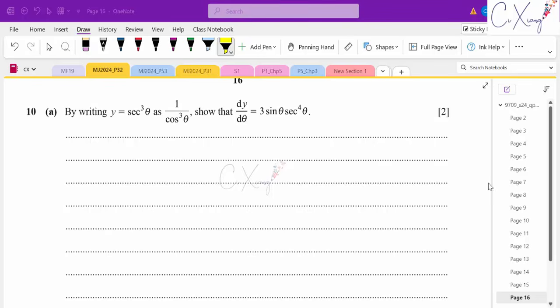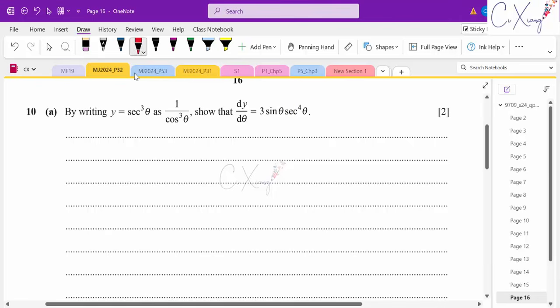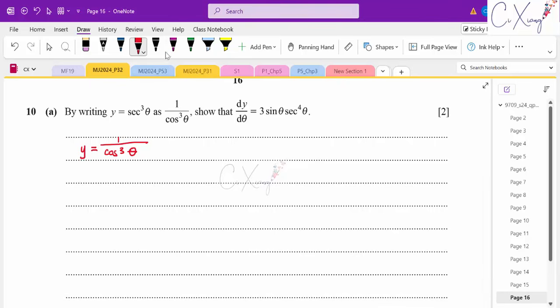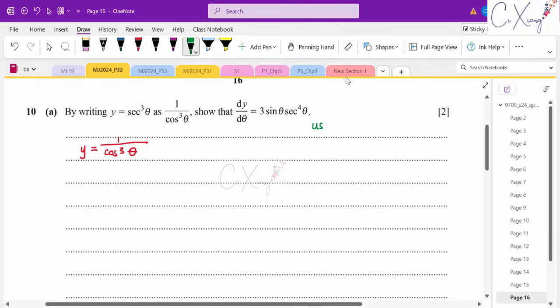So the last question for this paper. By writing secant power 3 as 1 over cos power 3, they want us to show that dy d theta equals this equation. So I'm having y equals 1 over cos power 3 theta. This is a fraction. When I want to differentiate a fraction or a quotient like this, we have to use the quotient rule. You can refer to the formula booklet for the quotient rule.